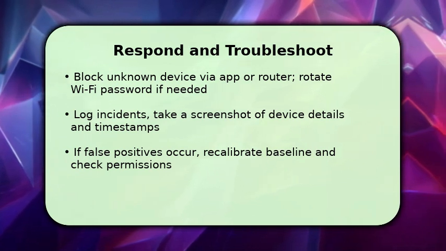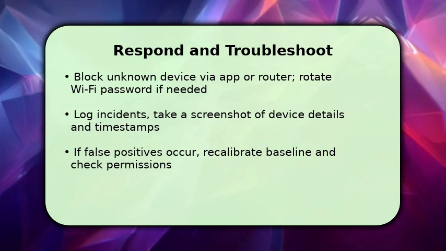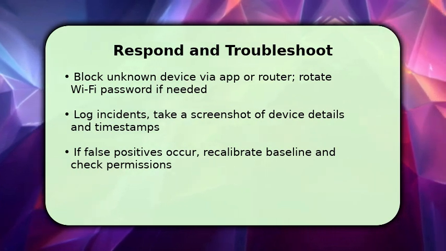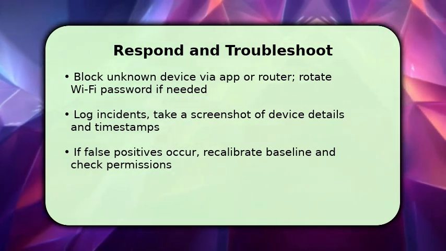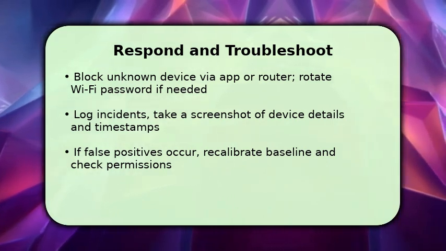If something goes wrong, recalibrate the baseline and confirm the app has proper permissions and no VPN interfering, because those commonly cause false positives. Finally, make routine scans part of your network hygiene, so problems are caught early rather than after damage.